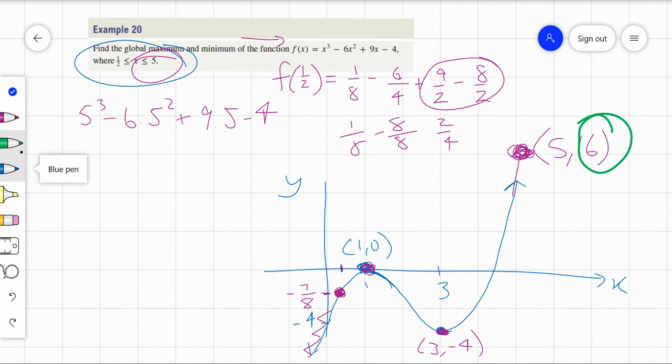My global minimum is going to be minus 4. Okay? So it's also my local minimum, but it's my global minimum there. So always check your endpoints as well as your stationary points.